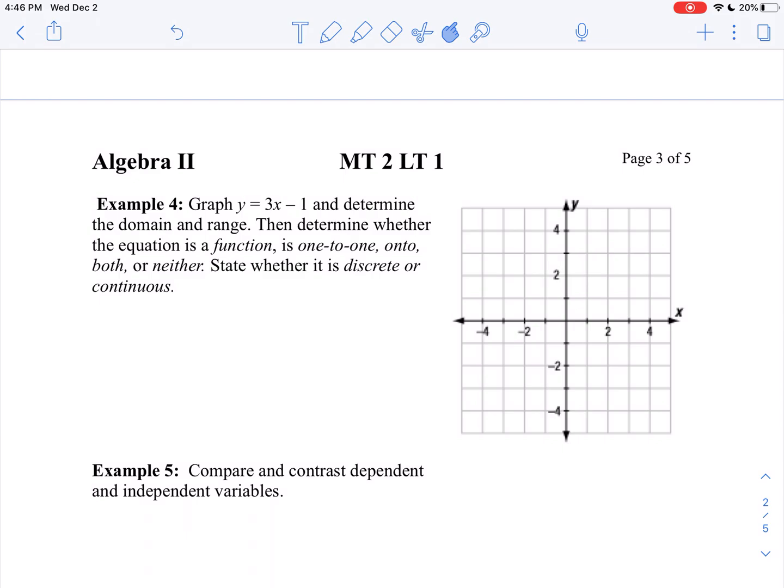So let's graph 3x minus 1. So we go down 1, go up 3, and over 1. And then we draw a line going through those points. There's my graph. Now what's the domain? Well, the domain can be any x, can't it? Eventually I'll hit every x, so that would be all real numbers.